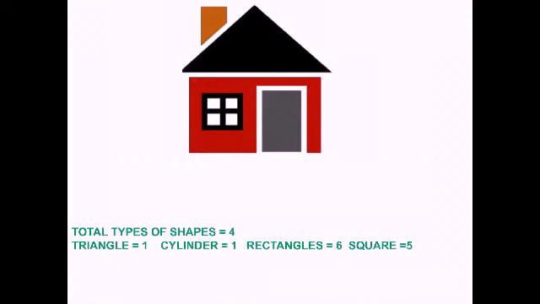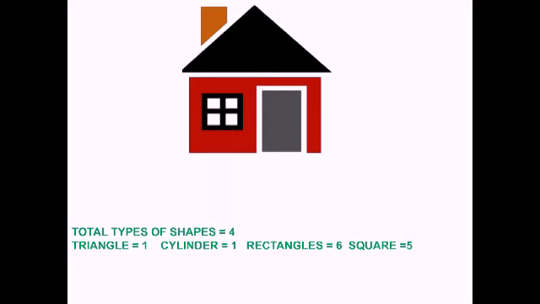Look in the picture. Now, how many types of shapes are there? There is a square, there are rectangles, there is a triangle, and there is a cylinder. Now, that means there are 4 types of shapes. How many triangles are there? There is only 1 triangle, that is the roof of the hut. How many cylinders are there? Only 1, the chimney of the house.